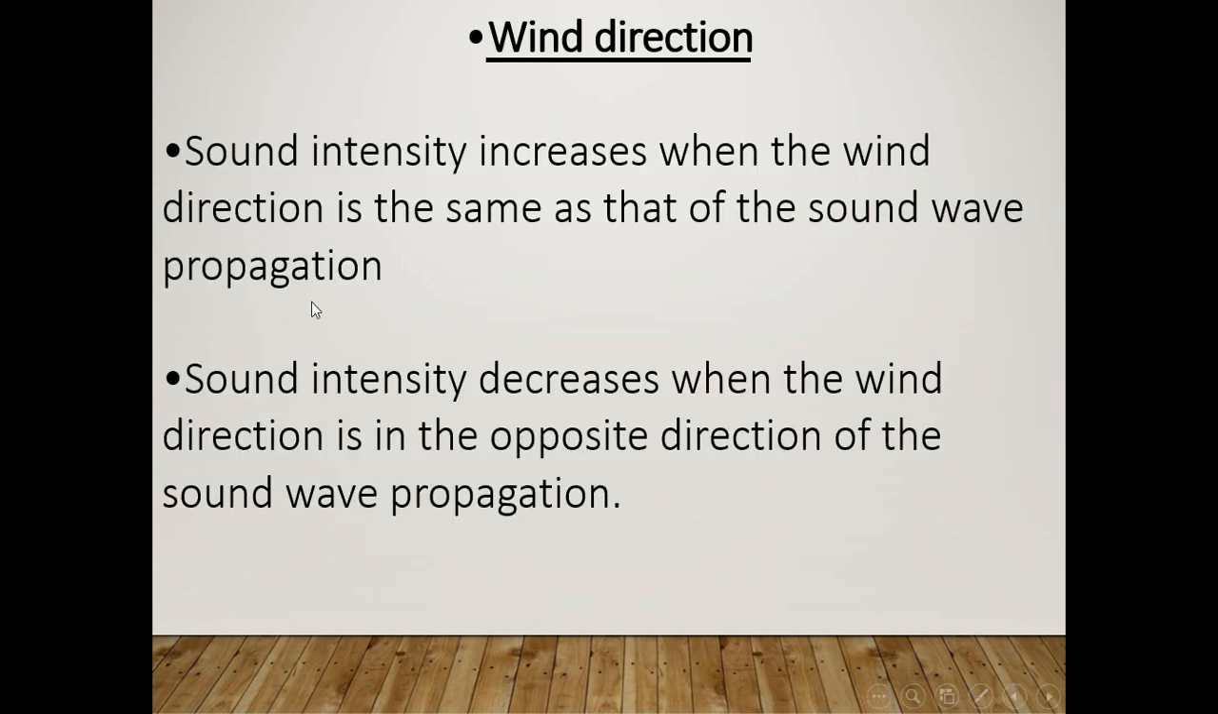The sound intensity increases when the wind direction is the same as the direction of sound wave propagation. Imagine when you call your friend or raise your voice in the same direction as the wind, the sound will travel clearly and the sound intensity increases. But if you are in the opposite direction of the wind, your voice will fade or will not be transferred clearly to your friend. So the sound intensity decreases when the wind is in the opposite direction of the sound wave propagation. So there is a direct relationship.